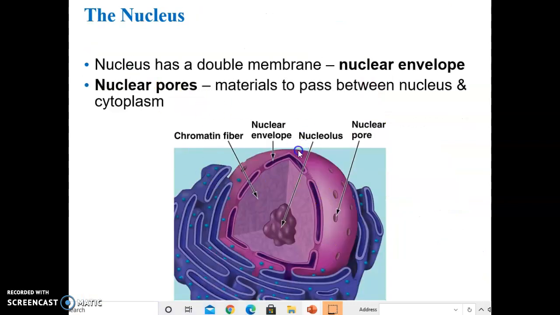So the nucleus has a double membrane. That's referred to as the nuclear envelope, and material gets into and out of the nucleus via these openings called nuclear pores.